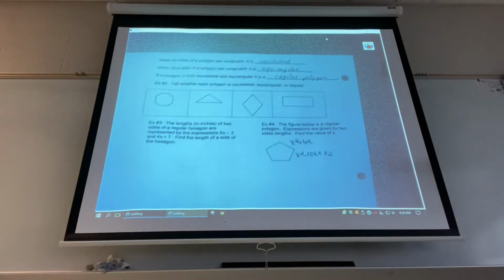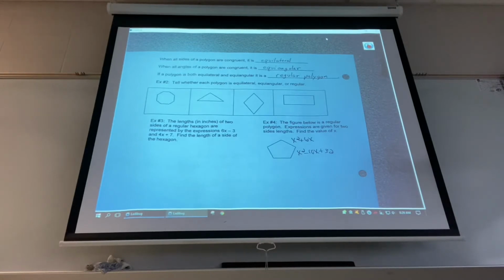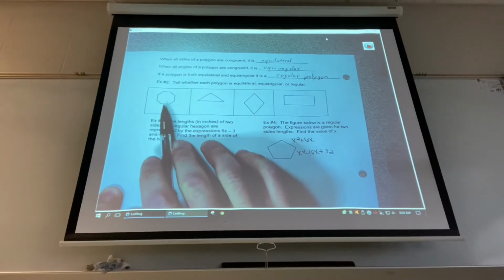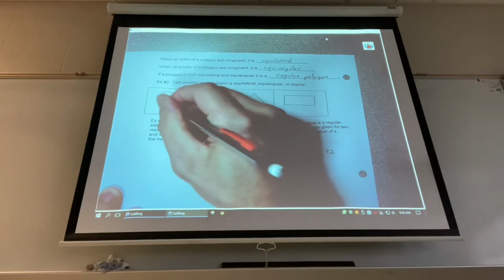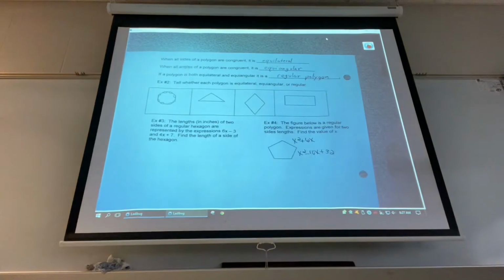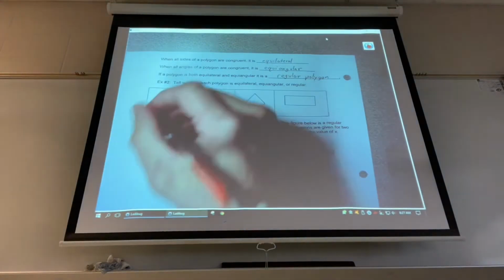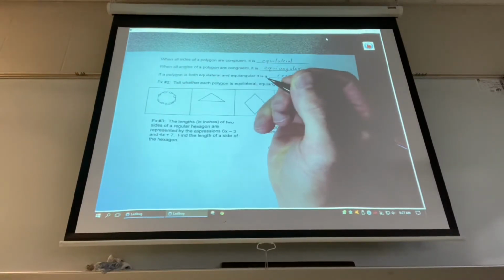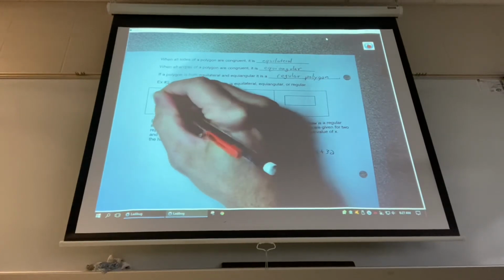Now, this is where we really have to notice and trust the notation that's used in our pictures. For example, in example two, it says, tell whether each polygon is equilateral, equiangular, or regular. I suppose it could also be none, right? But we need to add some things to this picture. On that first picture, I need to convey that each of these interior angles are the same. And to do that, we use arc marks. We also need to convey that this side is the same as this side, this side, this side, this side, this side, this side.